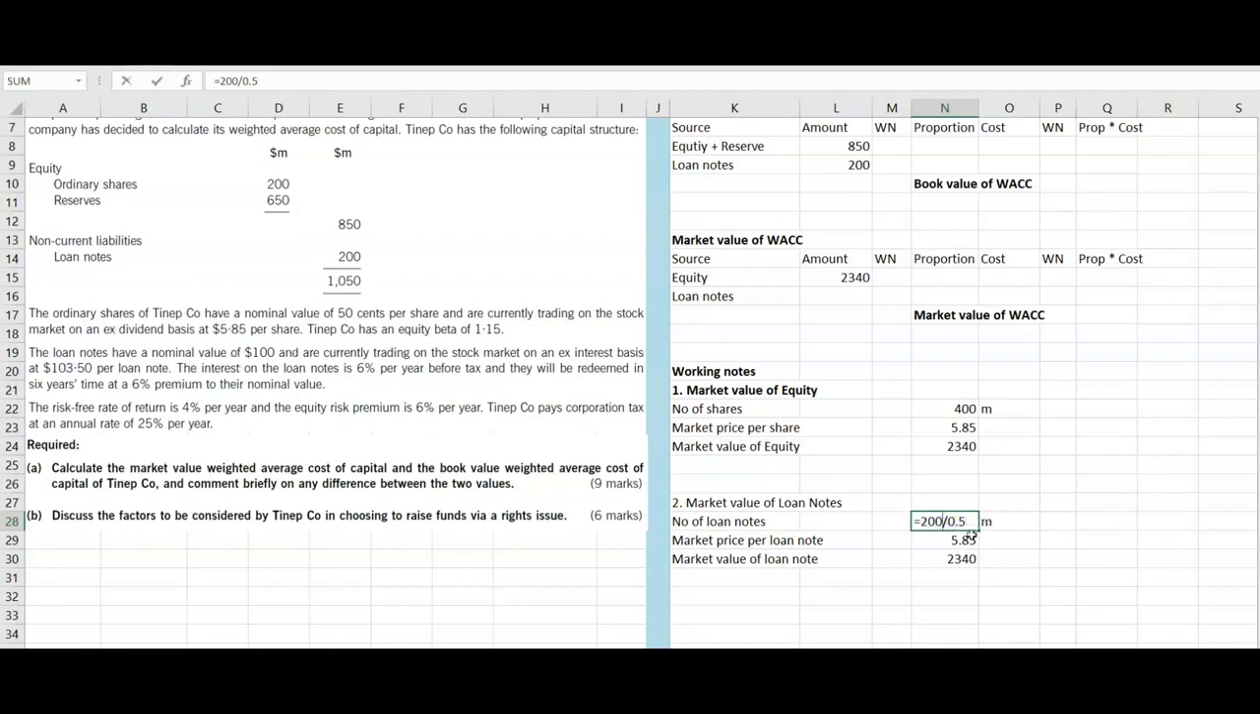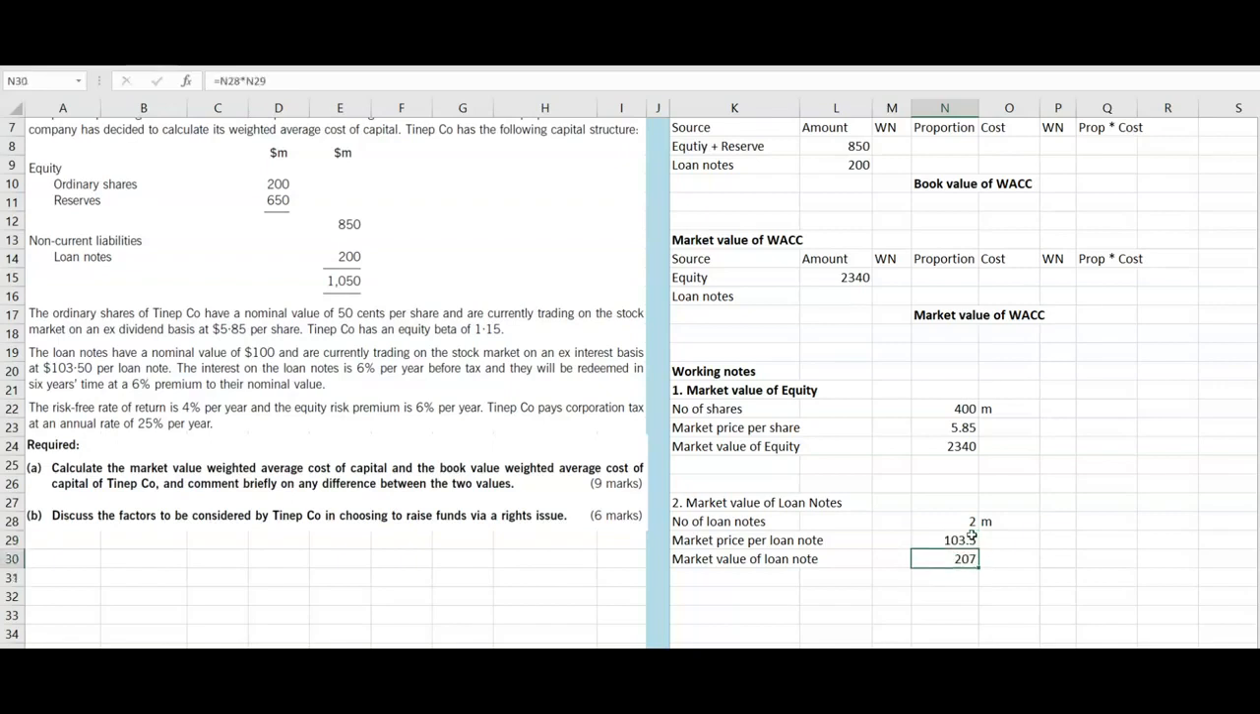So first, there are 200 million of loan notes. Each is worth 100, so divide by 100. There are 2 million loan notes. Okay, each loan note is worth how much? Each loan note is worth 103.5.